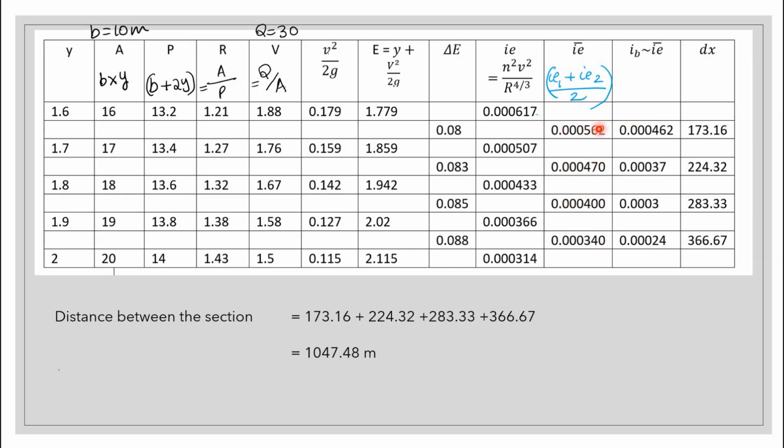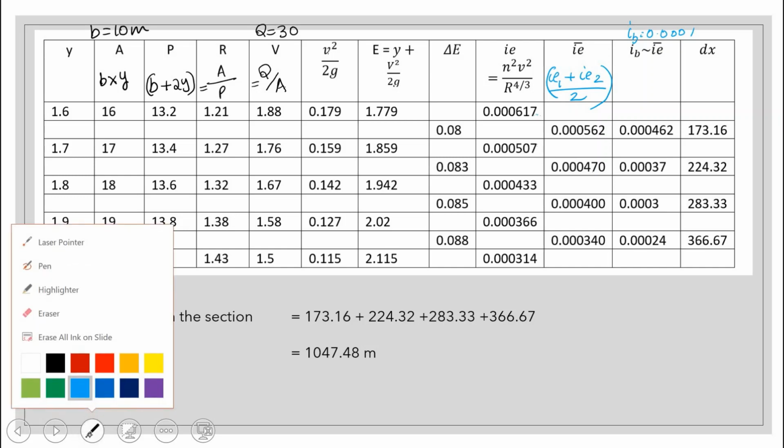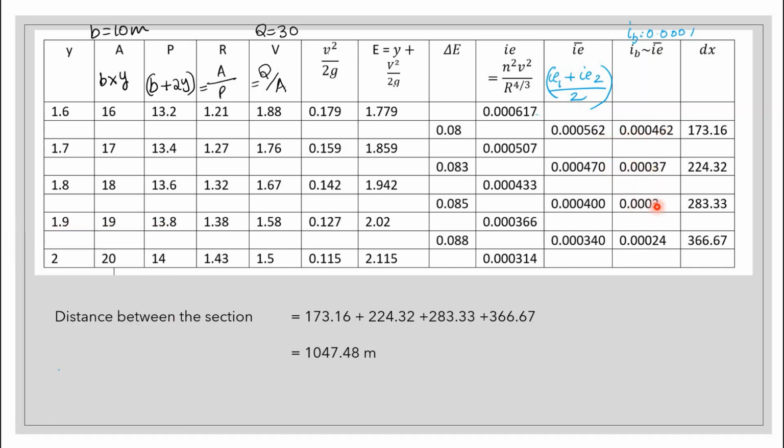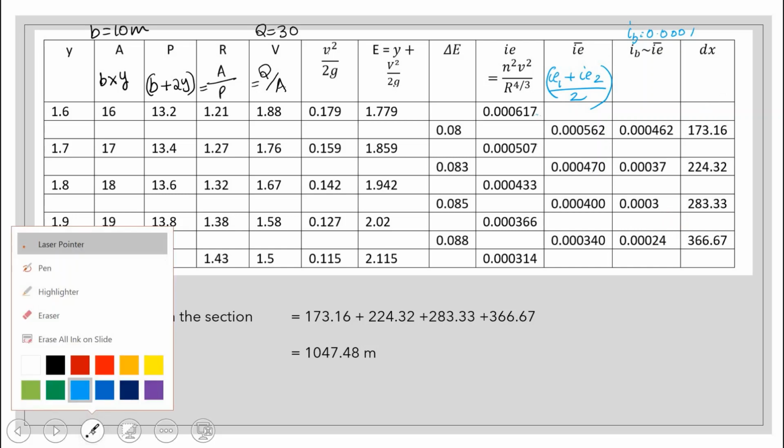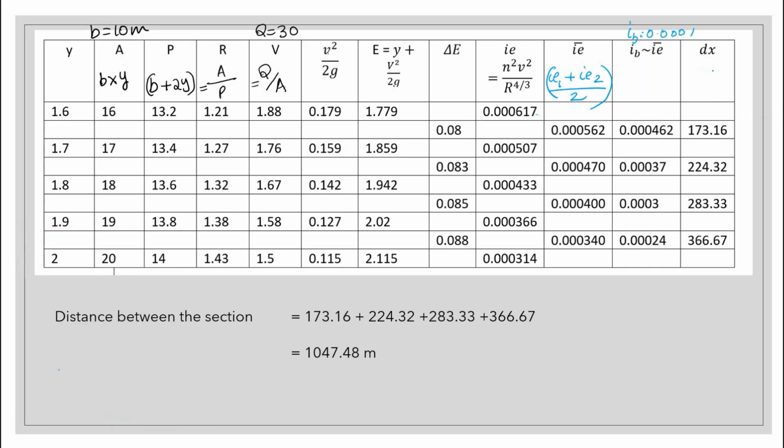Now we will find the difference between the bottom slope and the average energy slope. Here the bottom slope IB is given as 0.001. So 0.001 minus IE bar will give you this value, and each value is obtained. And finally, from our equation, dx is equal to delta E divided by IB minus IE bar, which will give the length of each section.